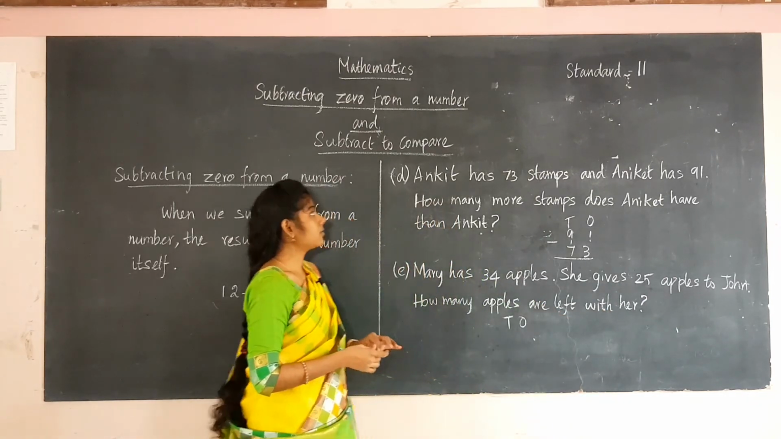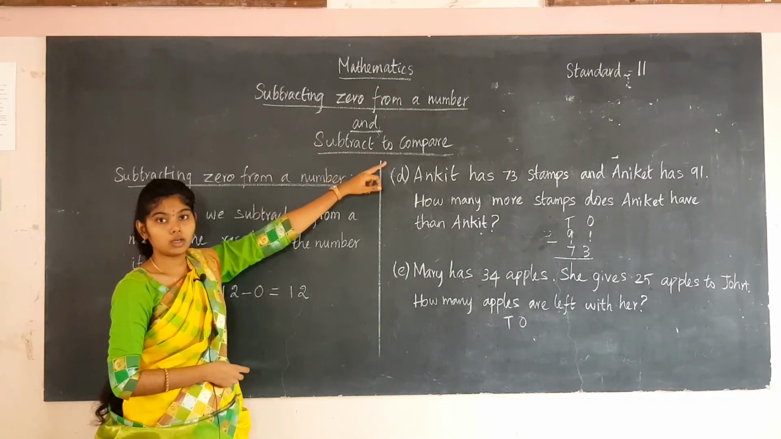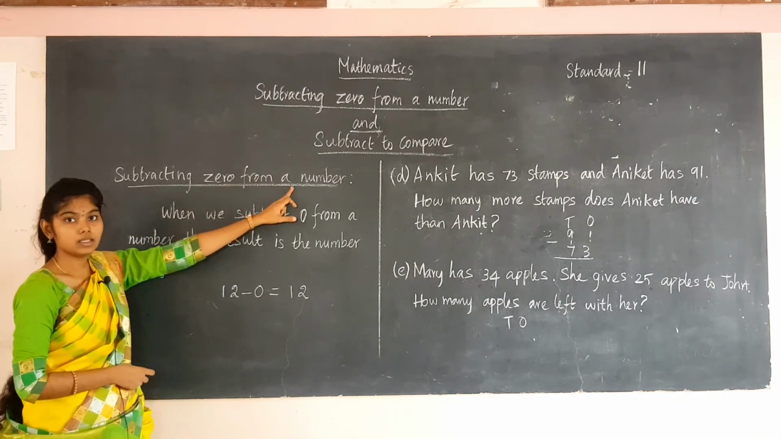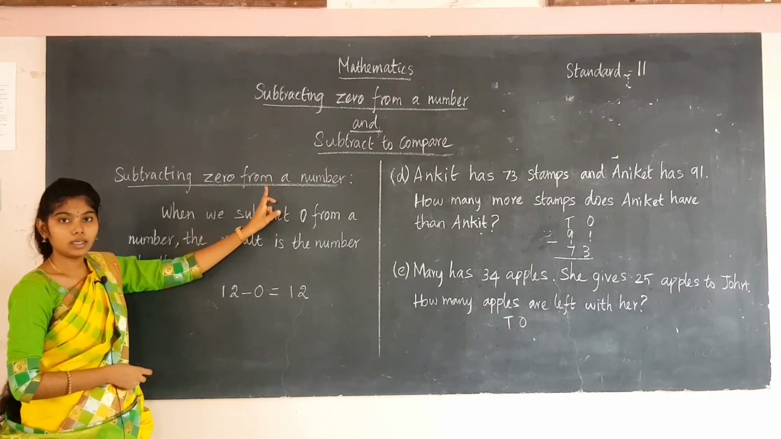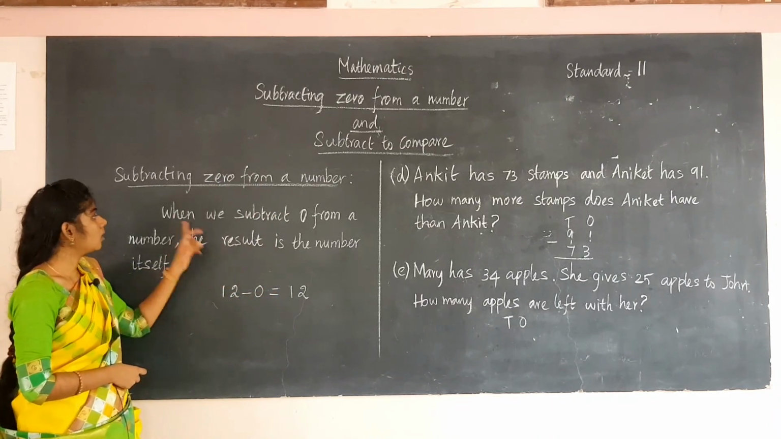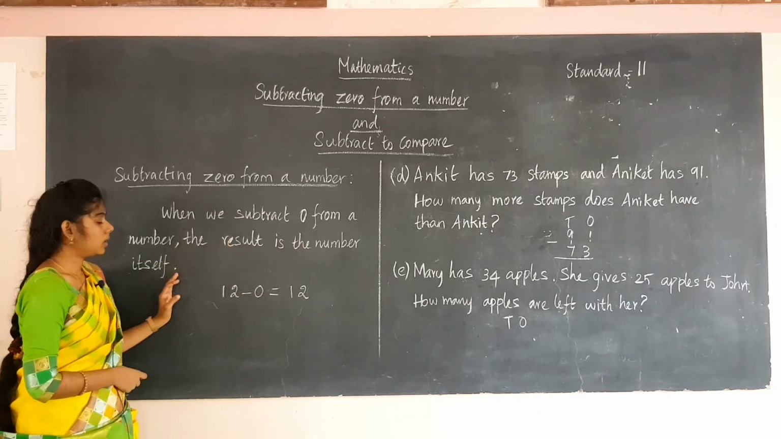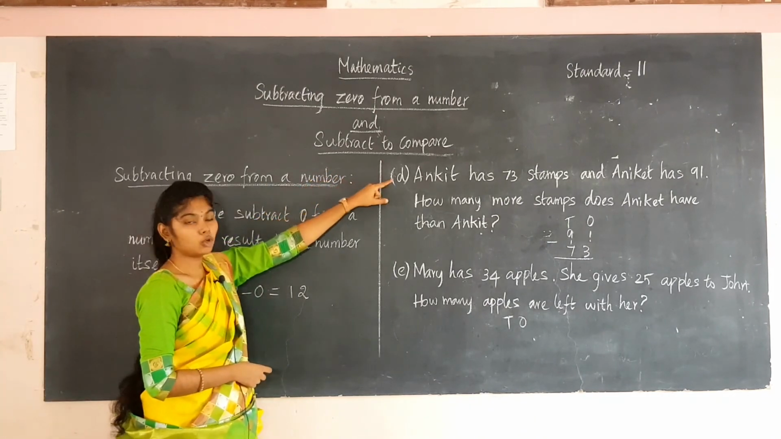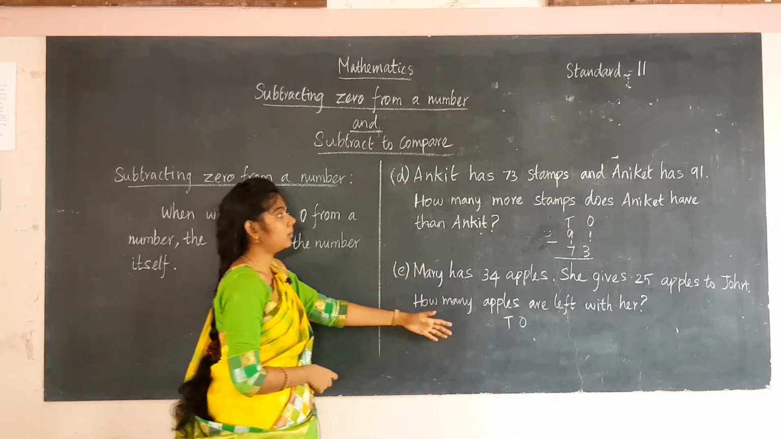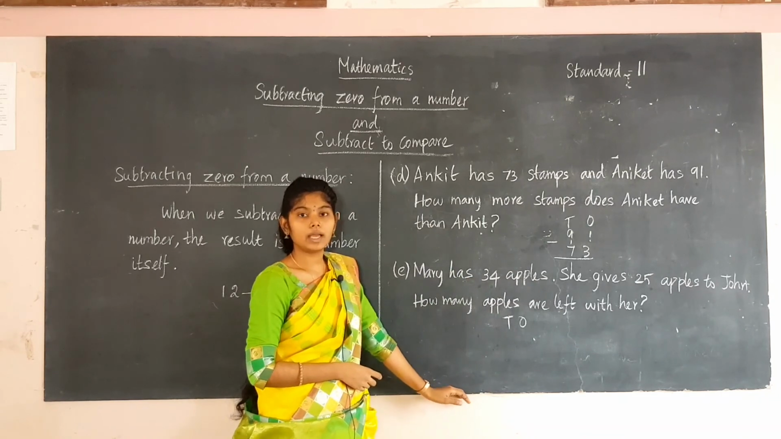So here we have seen two things: subtracting 0 from a number, and subtraction to compare. First, when we subtract 0 from any number, that number itself will be the result, that is, the answer. Result means answer. When we subtract 0 from a number, the result is the number itself. The second one is subtraction to compare. We compared the numbers and then subtracted them, as we saw last. So do the homework that I have given you, and thank you, students.